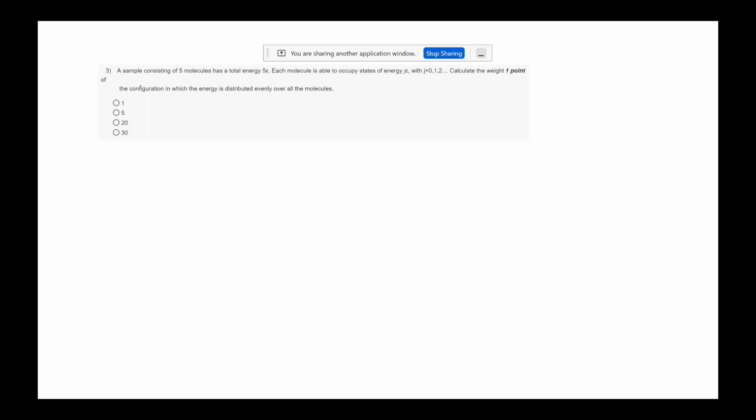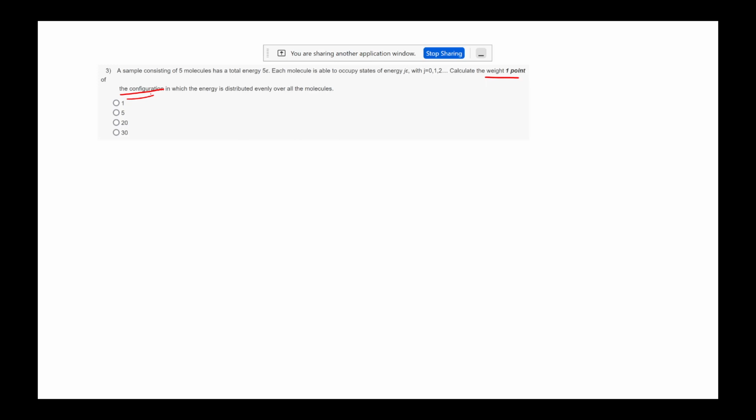This option, problem number 3. Problem number 3 says a sample consisting of 5 molecules has a total energy of 5 epsilon. Each molecule is able to occupy states of energy J epsilon, where J takes the value 0, 1, 2. Now calculate the weight of the configuration in which the energy is distributed evenly over all the molecules. Here the term weight means how many ways we can distribute this configuration. Please tell me the answer.